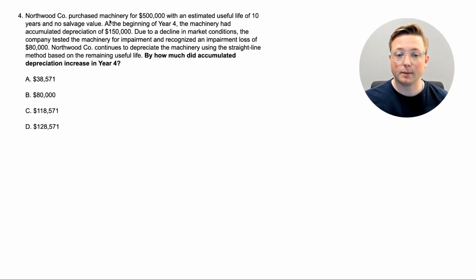Northwood Co. purchased machinery for $500,000 with an estimated useful life of 10 years and no salvage value. At the beginning of year 4, the machinery had accumulated depreciation of $150,000. Due to a decline in market conditions, the company tested the machinery for impairment and recognized an impairment loss of $80,000. Northwood Co. continues to depreciate the machinery using the straight line method based on the remaining useful life. So with all that, again, how much did the accumulated depreciation increase in year 4?